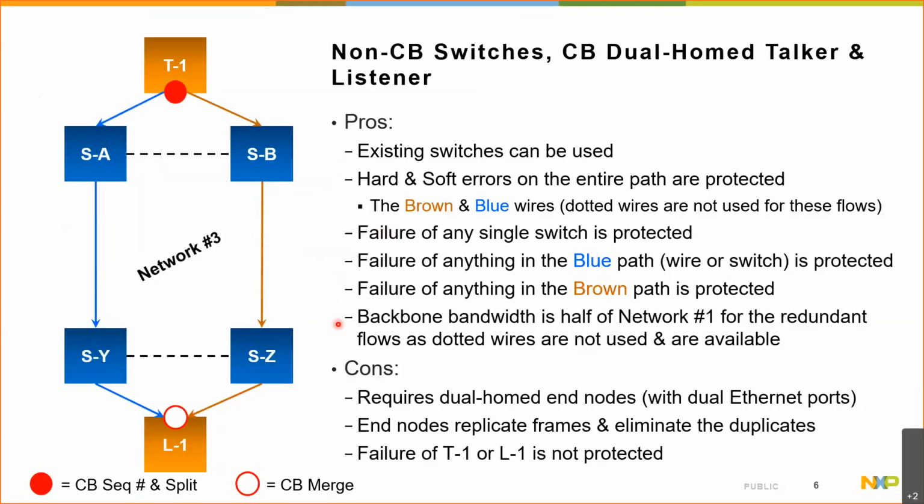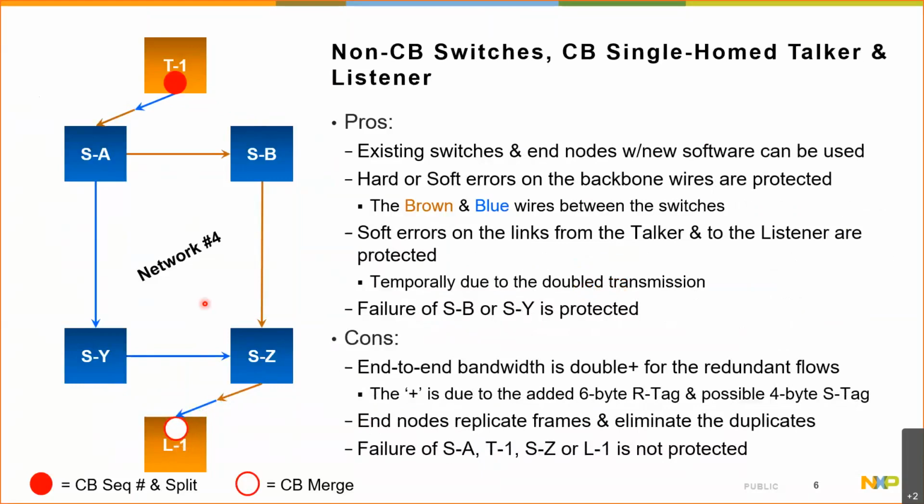The backbone bandwidth is half of that of network 1 because these dotted lines, which were part of the backbone, aren't being used for these flows. So those are available links that can be used for other flows. Now the cons are, it requires dual homed end nodes, and not a lot of devices have dual Ethernet ports. And the end nodes now need to do the CB function, replicating the frames and eliminating the duplicates. And the failure of either the talker silicon or software, or the listener silicon or software, is not protected against.